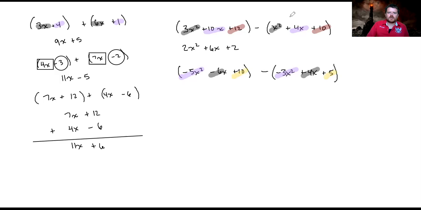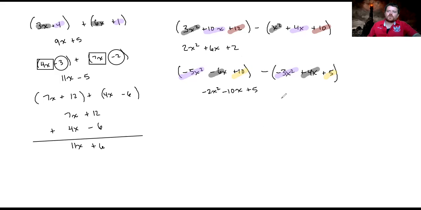Again, we are doing subtraction here. So very carefully, negative 5x squared minus a negative 3x squared. And if you're subtracting a negative, that becomes a positive. So negative 5 plus 3, that gives me negative 2x squared. Negative 6x minus 4x, same sign. So add the numbers, keep the sign, negative 10x. And then 10 minus 5 is 5.